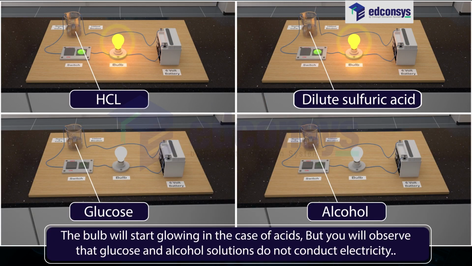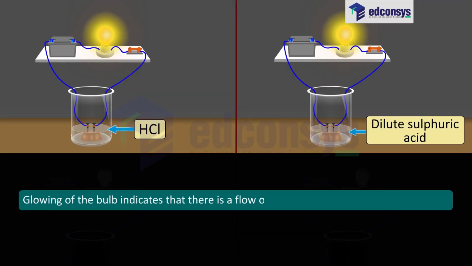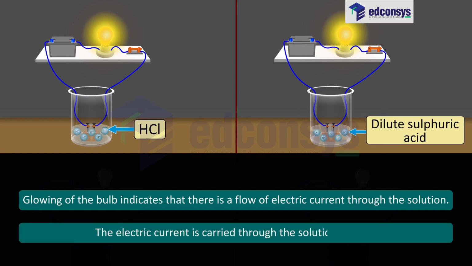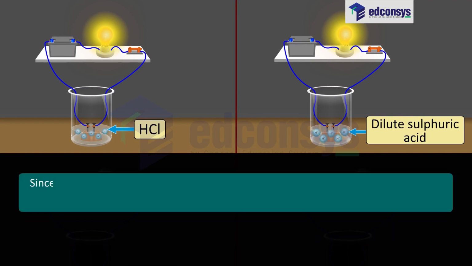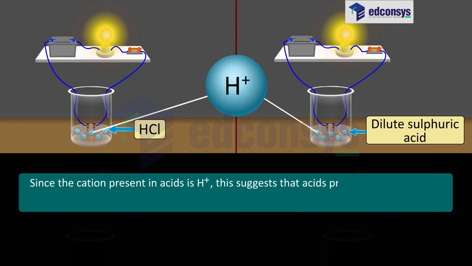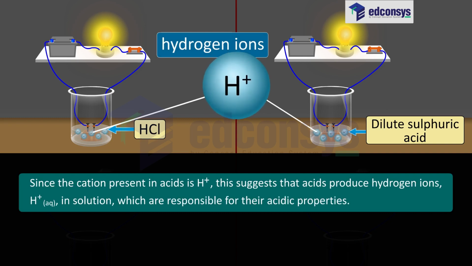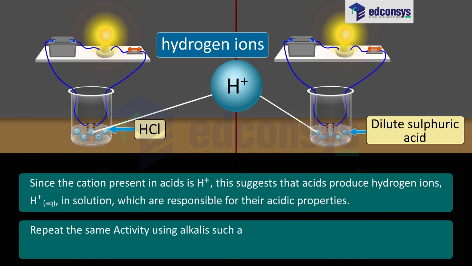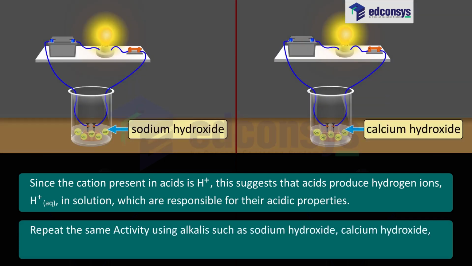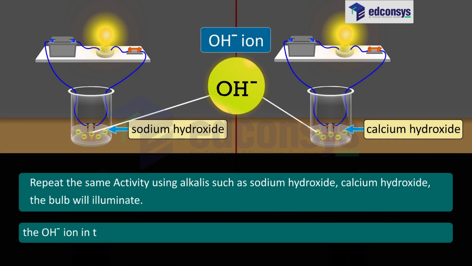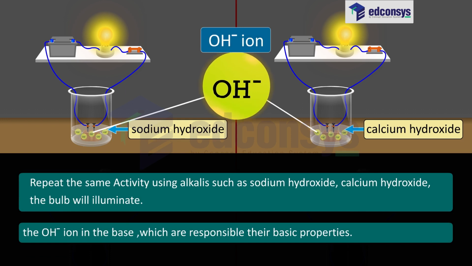The bulb will start glowing in the case of acids, but you will observe that glucose and alcohol solutions do not conduct electricity. Glowing of the bulb indicates that there is a flow of electric current through the solution. The electric current is carried through the solution by ions. Since the cation present in acids is H+, this suggests that acids produce hydrogen ions, H+(aq), in solution, which are responsible for their acidic properties. Repeat the same activity using alkalis such as sodium hydroxide and calcium hydroxide. The bulb will glow, showing the OH- ions in the bases, which are responsible for their basic properties.